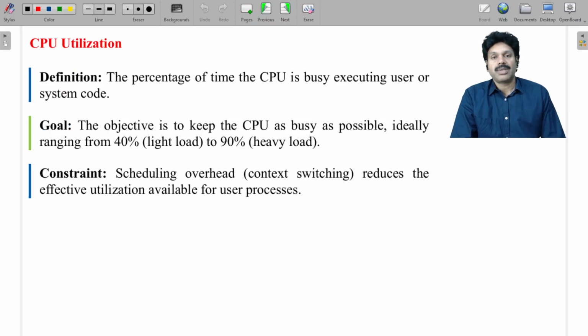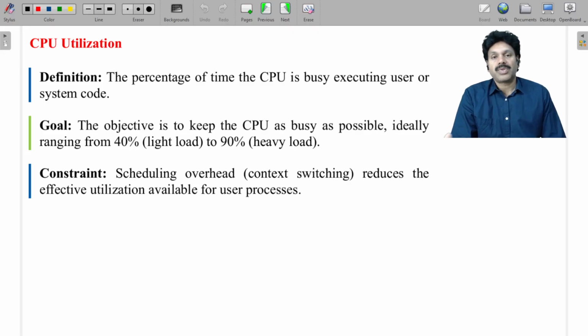CPU utilization is how effectively we send processes to the CPU so that the CPU gets executed. Therefore, n number of processes are executed at an instance of time, and throughput is increased. The goal is that the CPU is busy as much as possible, ranging from 40% for a light load to 90% for a heavy load.